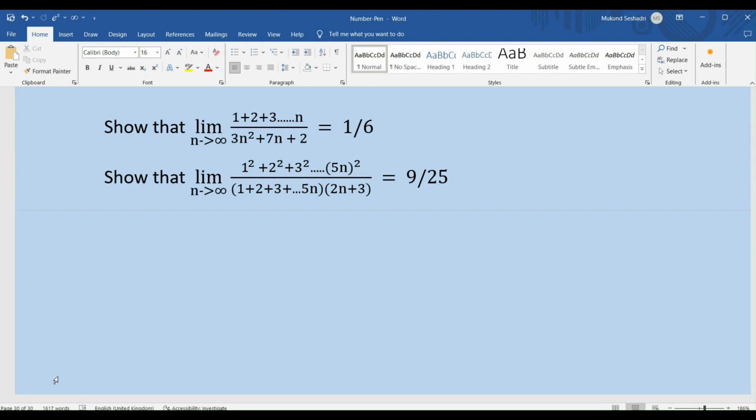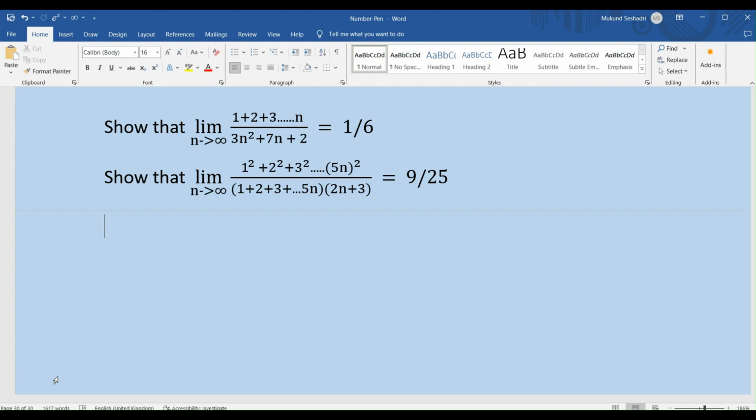Today we have two interesting problems on limits, and this is basically to help you understand how to approach the calculation of limit for a series. The question one that you have on your screen is: show that limit n tends to infinity, and you have in the numerator 1 plus 2 plus 3 up to n divided by 3n square plus 7n plus 2. Show that this is equal to 1 by 6.